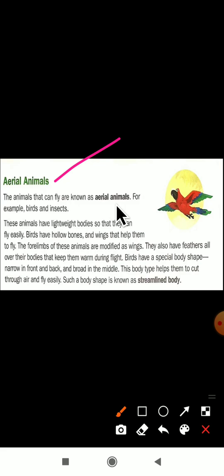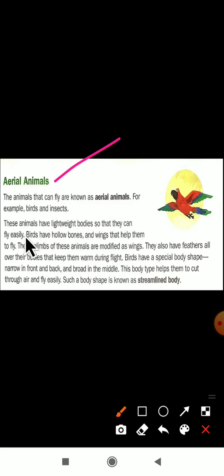For example, birds and insects. Yes, the birds and insects will come under animals only, remember. These are the categories of animal. So birds, you know very well about birds. Birds, what will they do? They will fly. If they want to move from one place to another place, what will the birds do? The birds will fly. These animals have lightweight bodies so that they can fly easily.